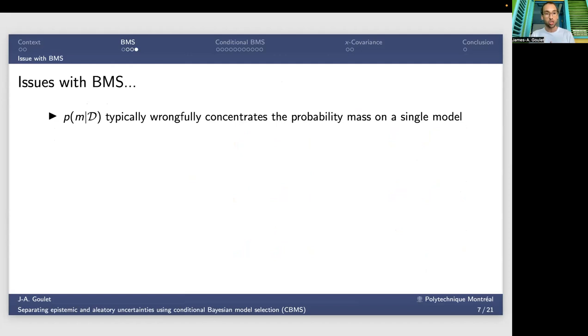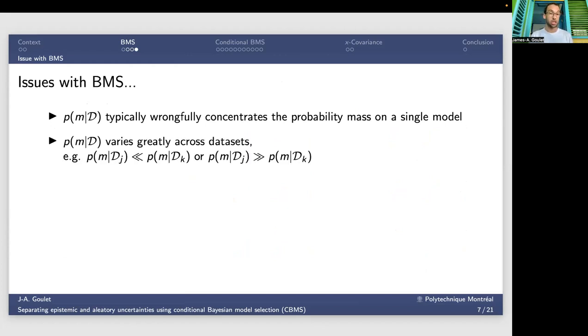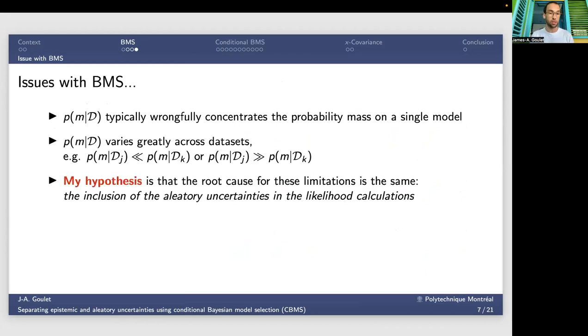So to summarize the issues with Bayesian model selection: the posterior PMF typically wrongfully concentrates the probability on a single model, as I showed you. And the second issue is that that probability greatly varies across data sets. So either the probability of model 1 is going to be much greater than model 2 or vice versa, and for each new data set, that probability flips.